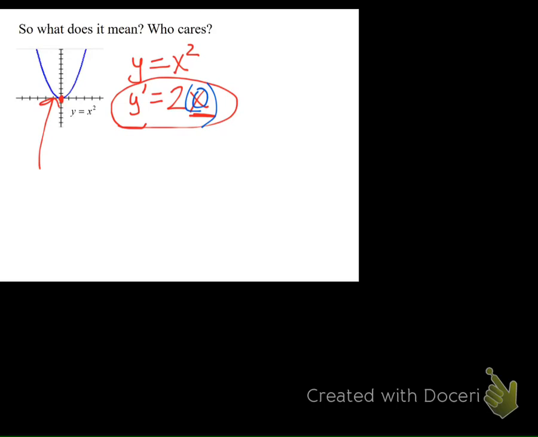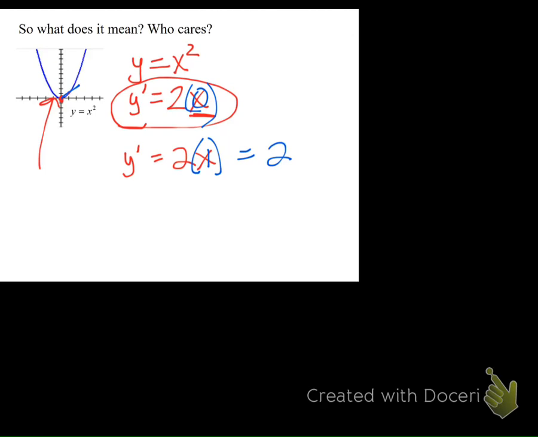If you plug in a 0 for x right there, then you can see the slope there is 0. Well, how about at 1? At an x of 1 right here, what is the slope there? Well, I would take my derivative and I would plug in a 1 for the x. If x is 1, we get that the slope there is 2. So the slope here would be 2.